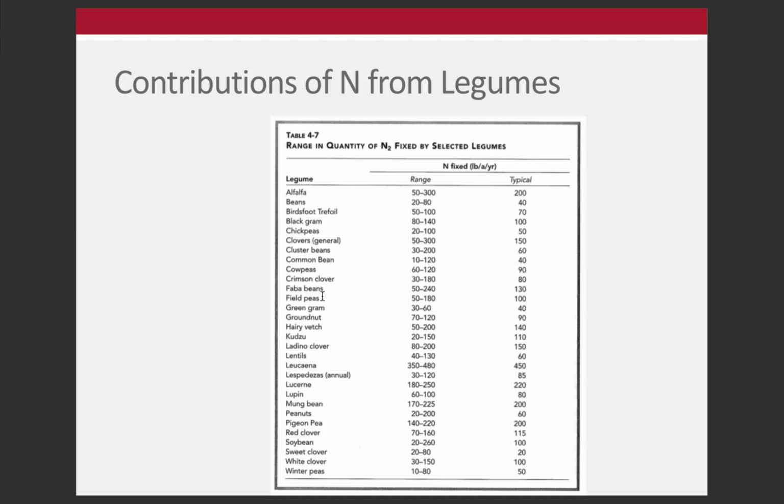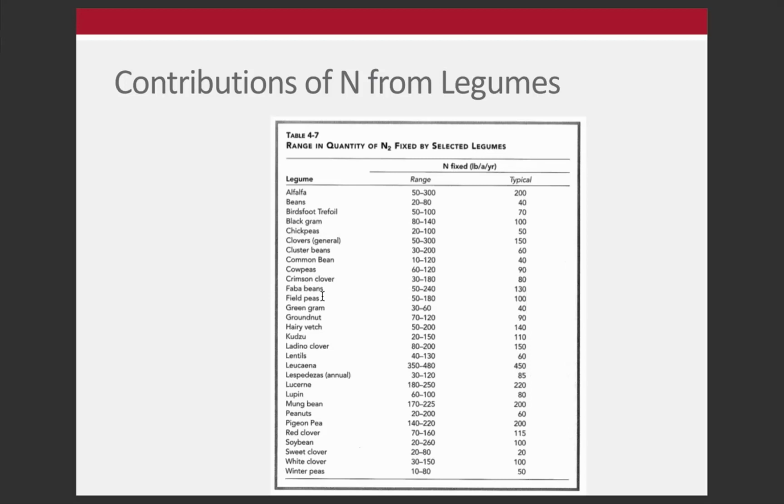Some legumes are very aggressive and grow a lot of biomass, and some are kind of not the opposite of that. Something like alfalfa at the top of this table, we can see that it can fix a tremendous amount of nitrogen, up to 300 pounds per acre per year. More typical might be about 200 pounds. That's a lot of nitrogen to fix for a legume.